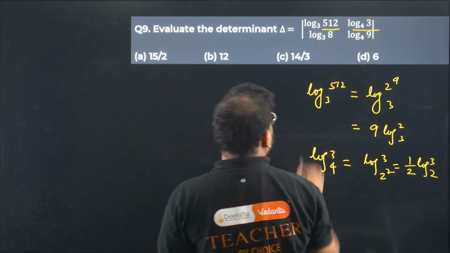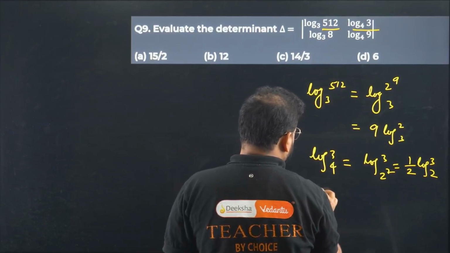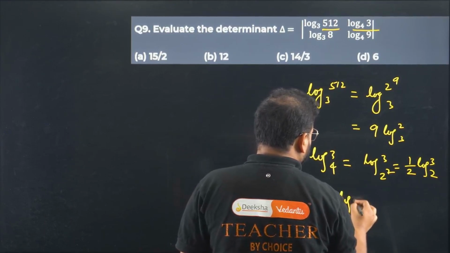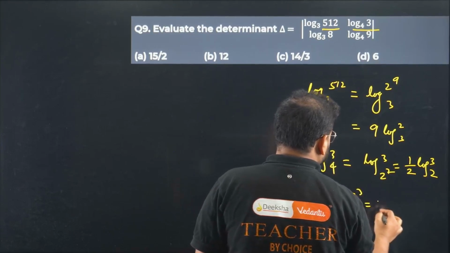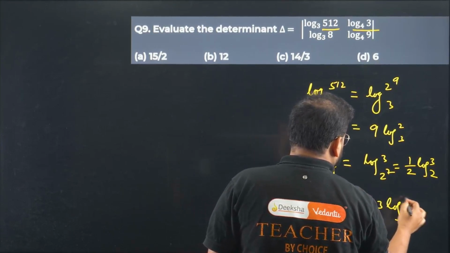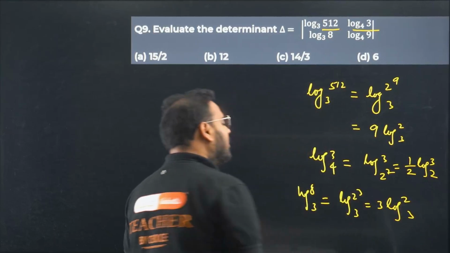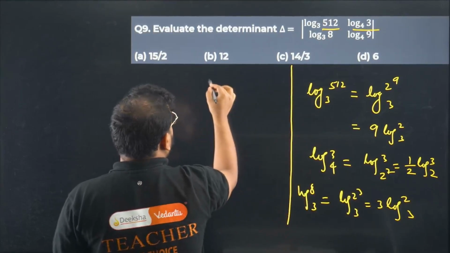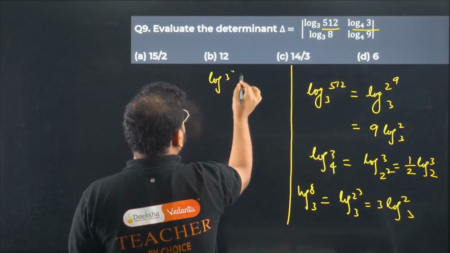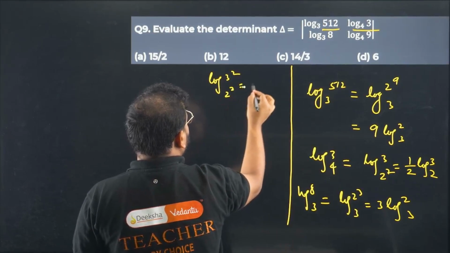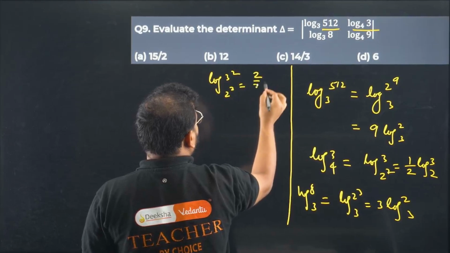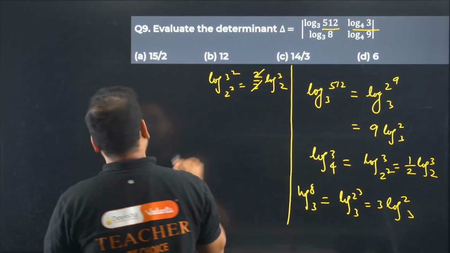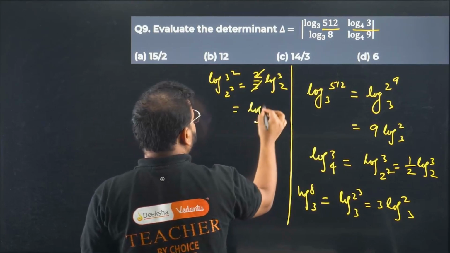Next, this one, sir, this is an easy one. So log 8 with the base 3 becomes log of 2 cube with the base 3, so simply 3 log 2 with the base 3. And the last one is log 9 with the base 4. So log 9 means log 3 square and log 2 square. So we get what here? 2 by 2, log of 3 to the base 2, cancels. My final answer is simply log of 3 to the base 2.